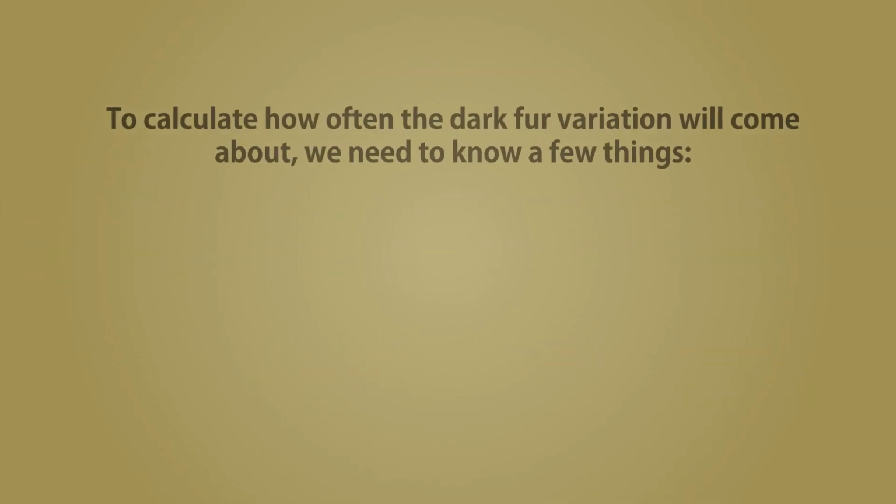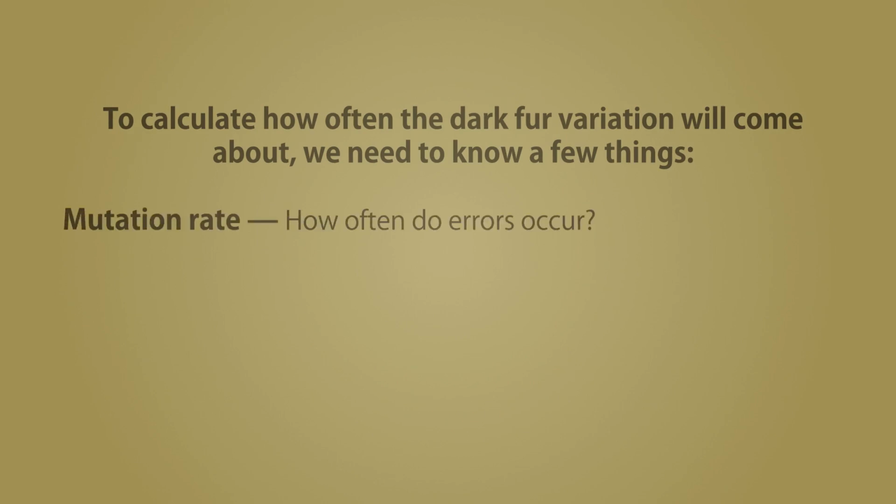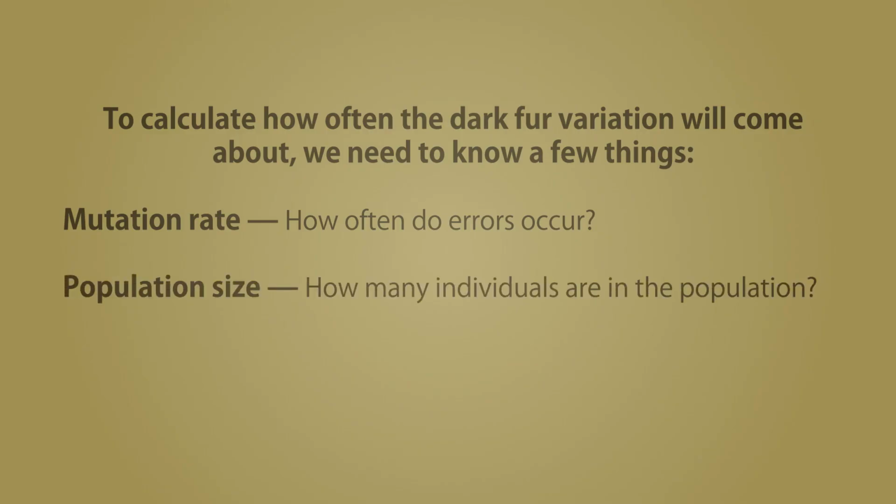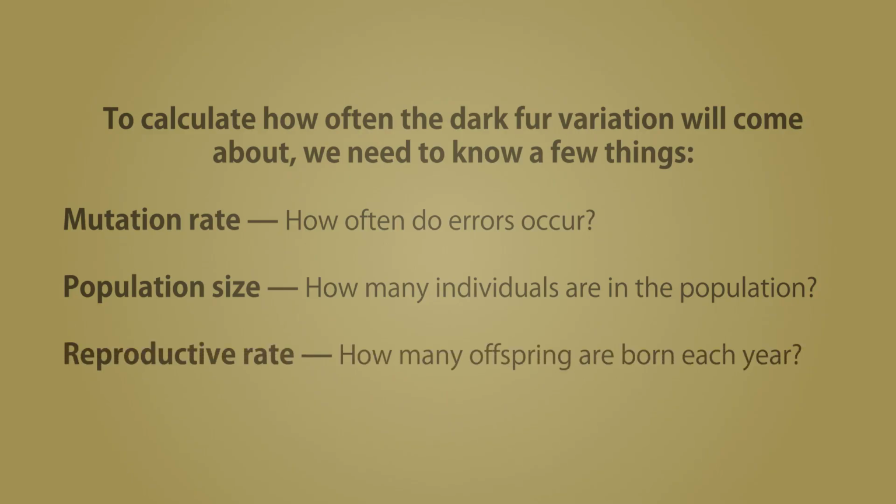To calculate how often the dark fur variation will come about, we need to know a few things. Mutation rate. How often do mutations occur? Population size. How many individuals are in the population? Reproductive rate. How many offspring are born each year? Let's talk a little bit about rates first.